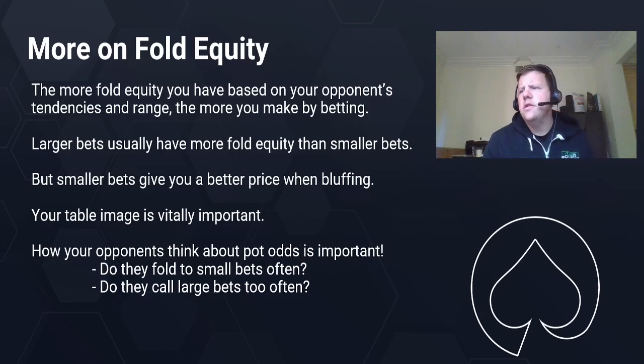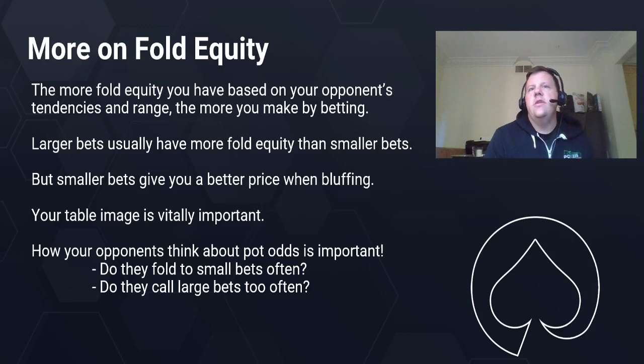So when I bet $100, I should be bluffing about a third of the time now, and value betting like 67% of the time. How do opponents perceive these large bets? Do they think they're very value bet heavy? Do they think they're bluff heavy?